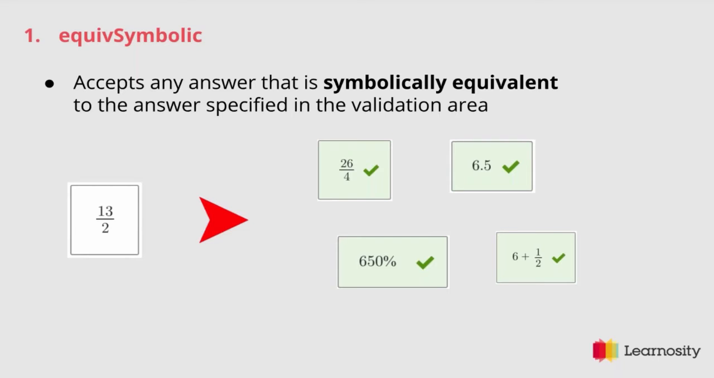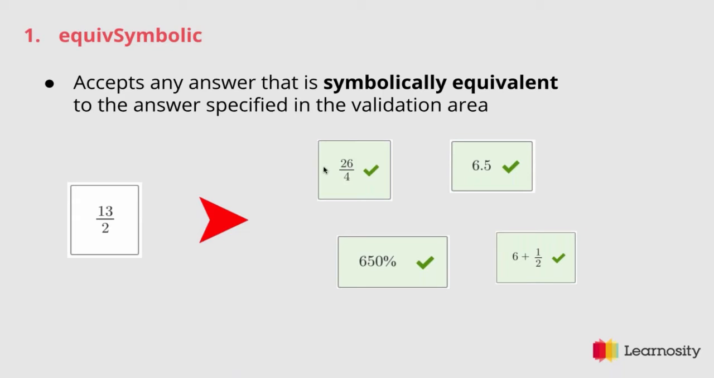So first of all, we have equivSymbolic. If you set up equivSymbolic as your scoring method, it will accept any answer that is symbolically equivalent or mathematically equivalent to the answer you've specified in validation. So for example, you have 13/2 here specified in validation, and you set equivSymbolic as your method.